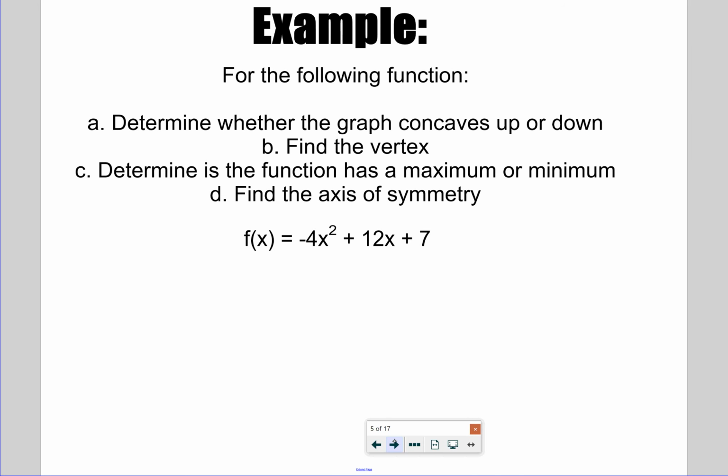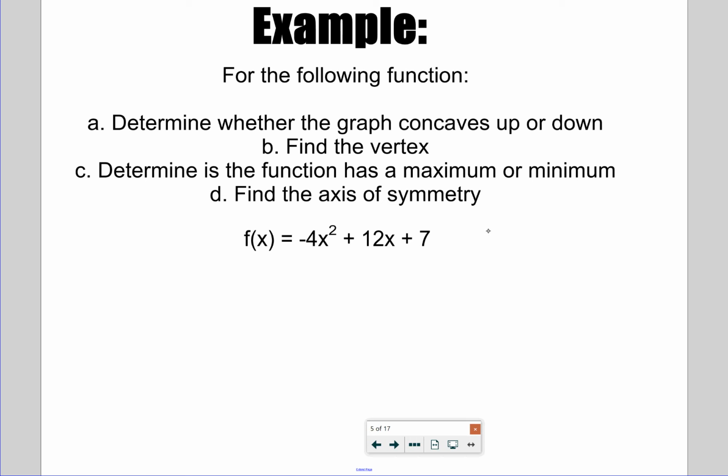Okay, let's do another example where we do not have the graph, we just have the equation. So here we have a function f of x. We want to determine whether the graph concaves up or down. We want to find the vertex. We want to determine if the function has a max or min. And then we want to find the axis of symmetry. I'm going to do these problems a little bit out of order.